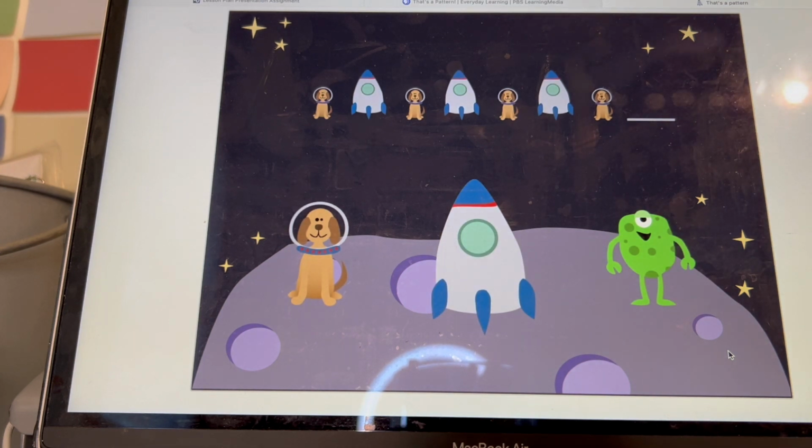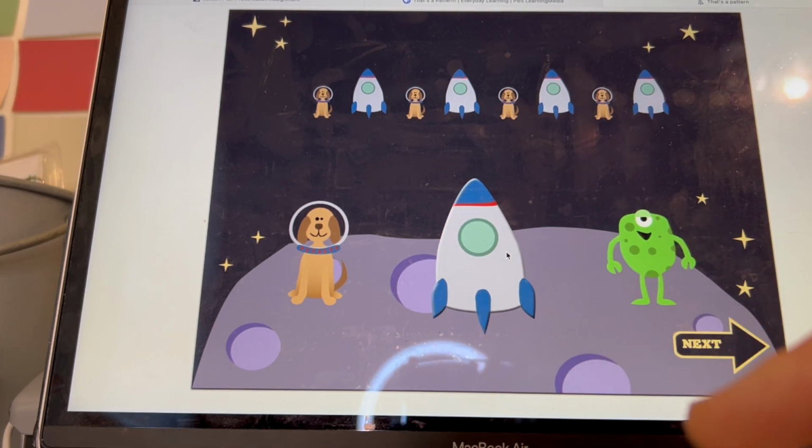All right, we got a different one. We have space dog, rocket ship. Space dog, rocket ship. Space dog, rocket ship. Space dog. Who can tell me what can go in there? Yeah, you're right. Rocket ship. Great job!